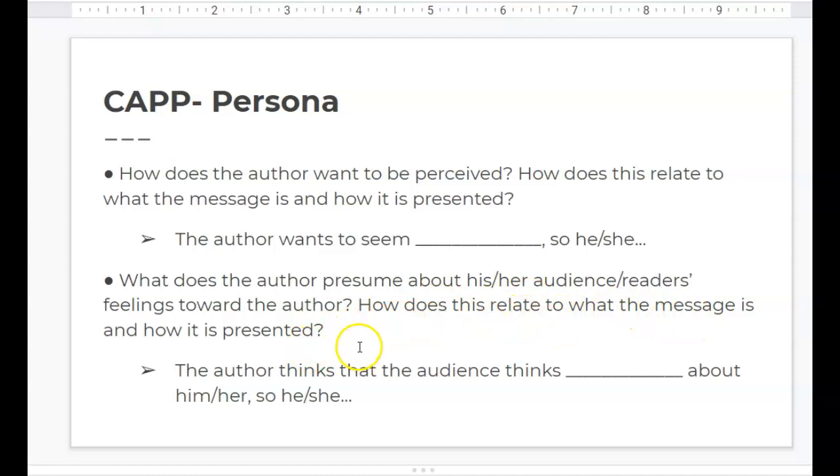So, for example, in Malala's case, because she realizes that she's so much younger than many who are in the audience, what does she do to try to establish her credibility within that particular group of people that she's speaking to?